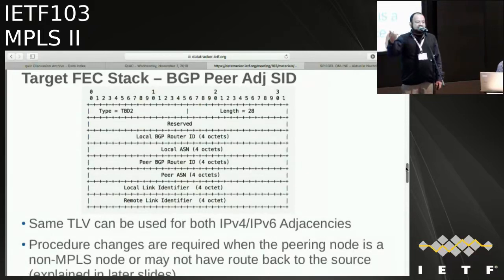And the same thing with respect to the BGP peer adjacency SID: there is no need for that flag here because this is an adjacency SID, so you know the interface for sure. So you notice that there is no I flag in this case. But in terms of going to the peer adjacency, the problem still remains. The BGP peer may be an IP router or may not have a route back to the source.